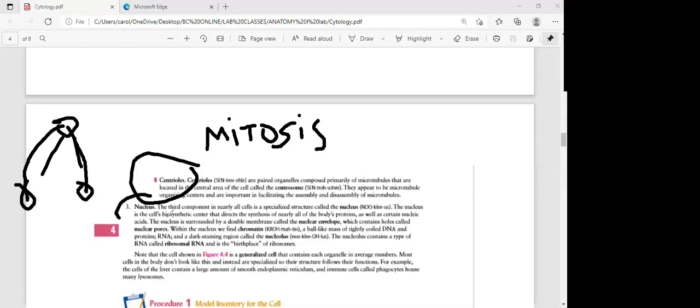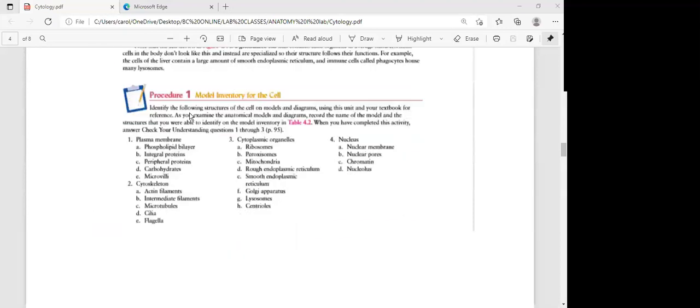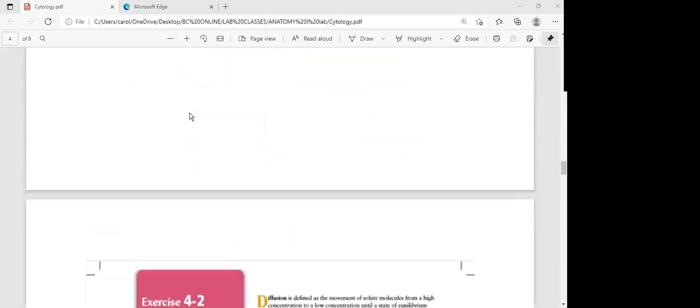Okay, now what's the nucleus? Well, the nucleus is where the DNA is going to be located. And what is the DNA? It's the genetic material that was given to you by your dad and by your mom. Everything that you are is in your genetic material, in your DNA, that is going to be found in your nucleus.